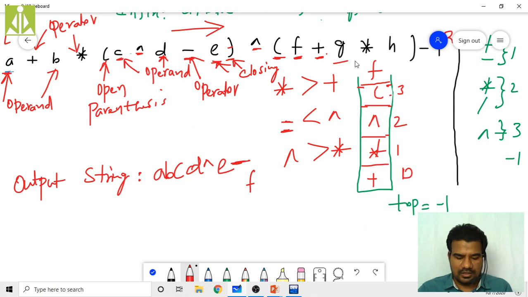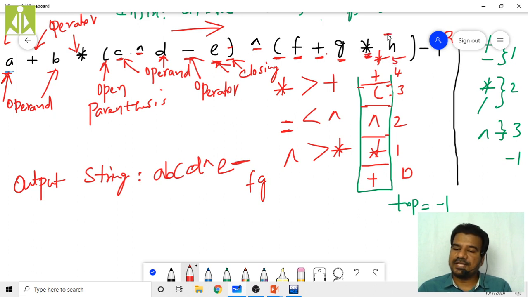Sorry, not F. After F, we got this plus, isn't it? If you got plus and open bracket is the top character, then push this plus to the top of the stack. So plus will come over here. Top will become 4. And next character we have G. So that G will come over here. Next, again, we have star. Star is having higher precedence than this plus, isn't it? So immediately push that star also and make the top as 5.